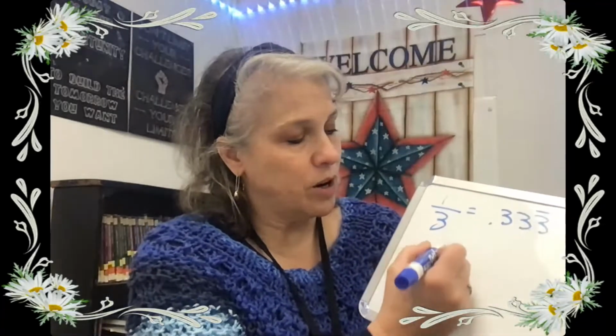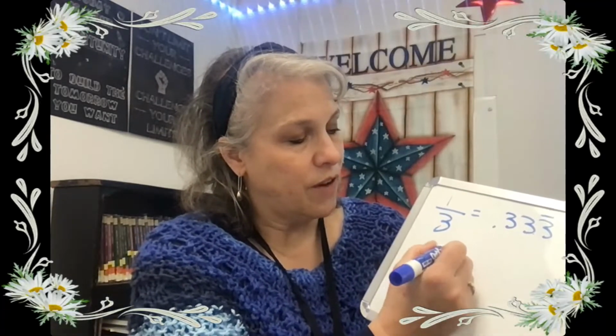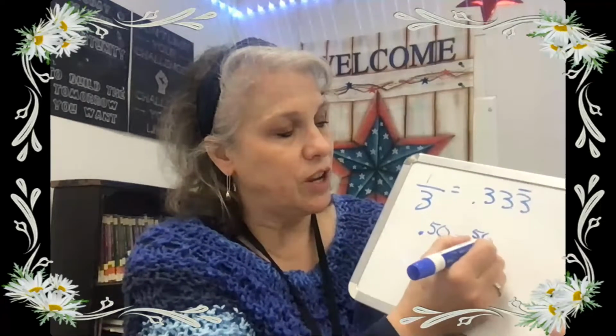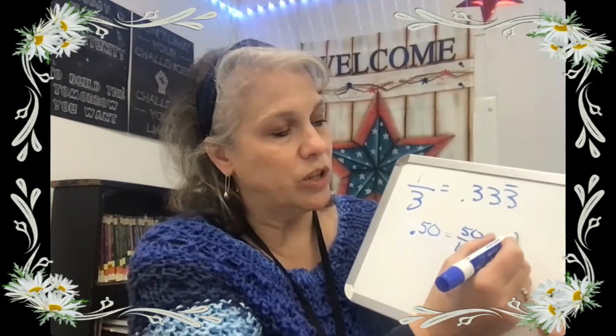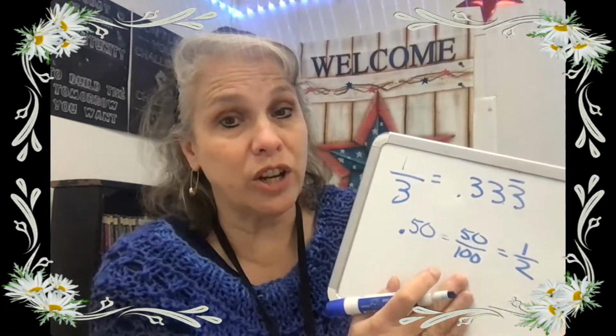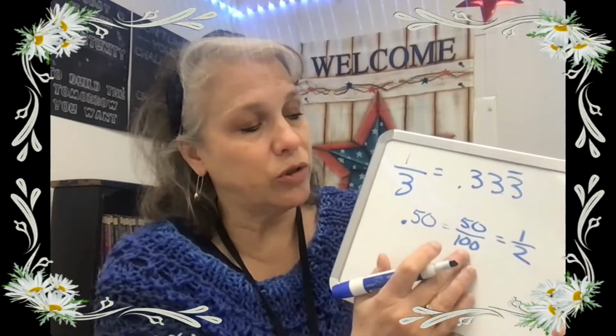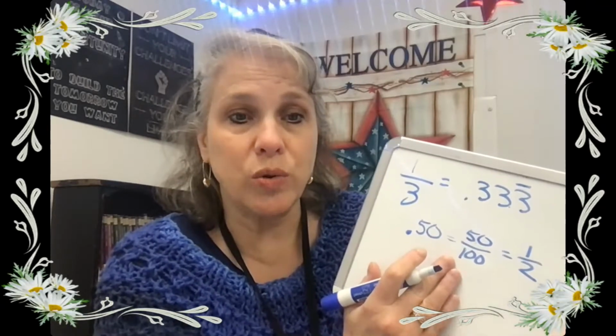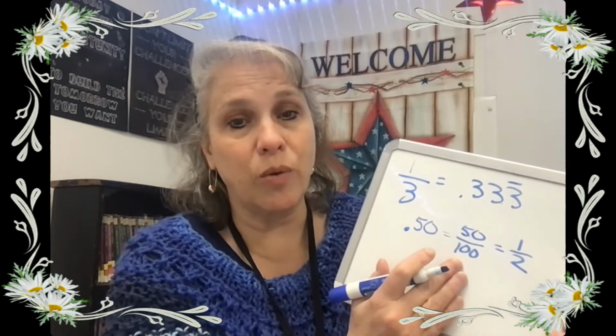I'm going to add one more thing. If I have the number 0.50, I can change that number to 50 over 100, which is equal to 1/2. So you'll notice that I reduced the fraction. So if you change your decimal to something over 100, 1,000, or whatever, you want to reduce that fraction to simplest form.